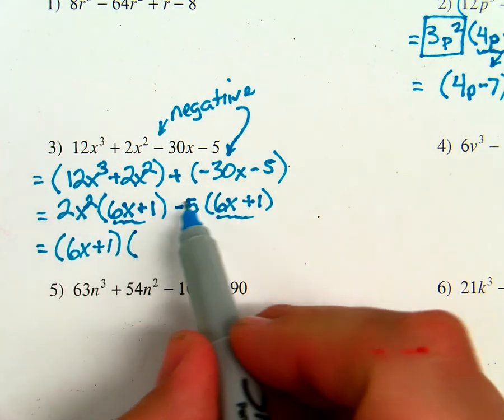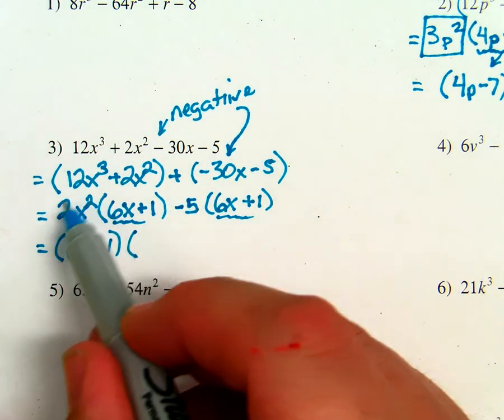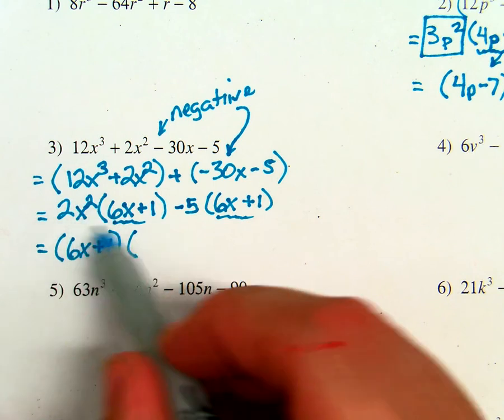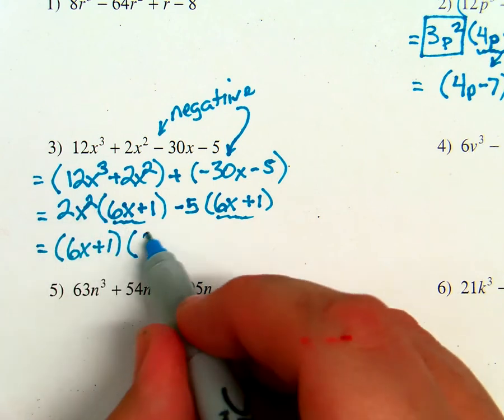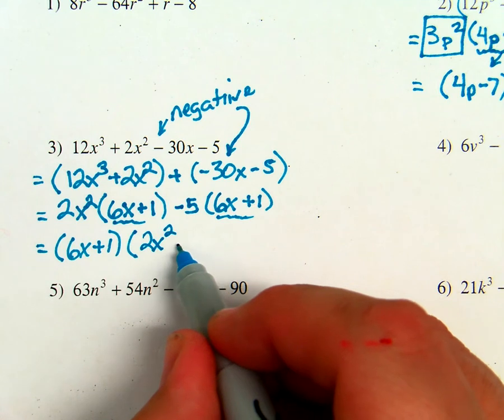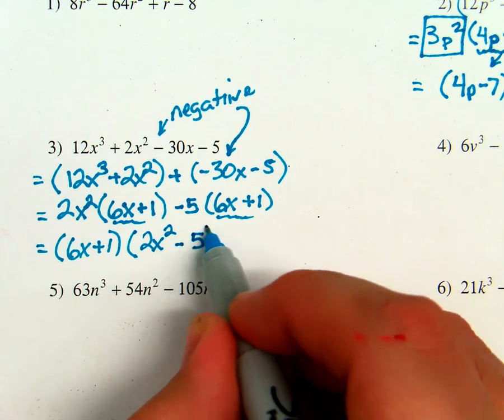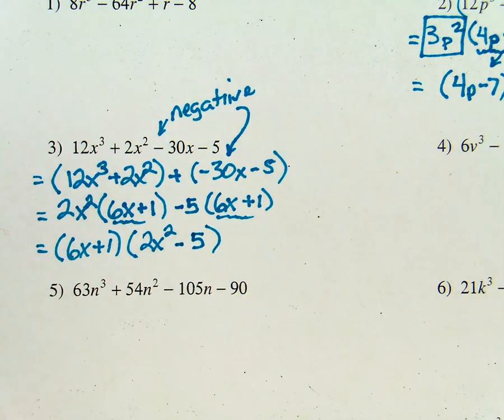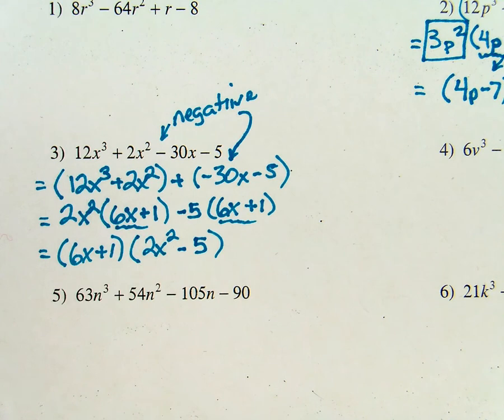From the first product here, I have a 2x squared. From the second one, what am I going to use? That negative 5. Every single one of these is done the same way. So, go ahead and keep on working.